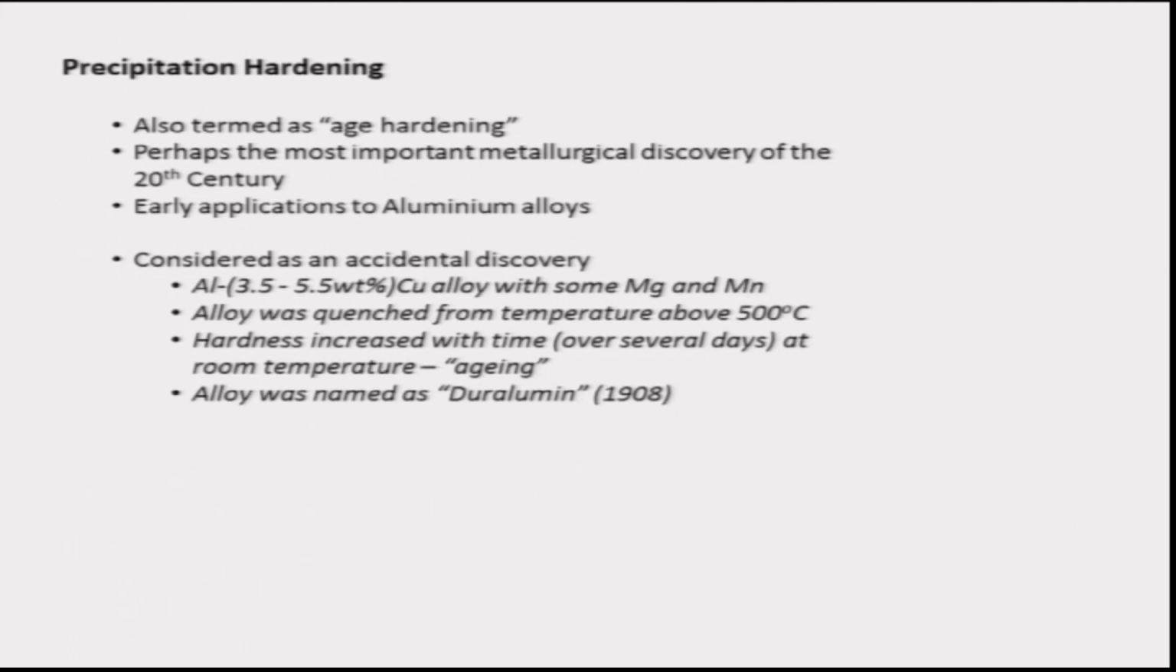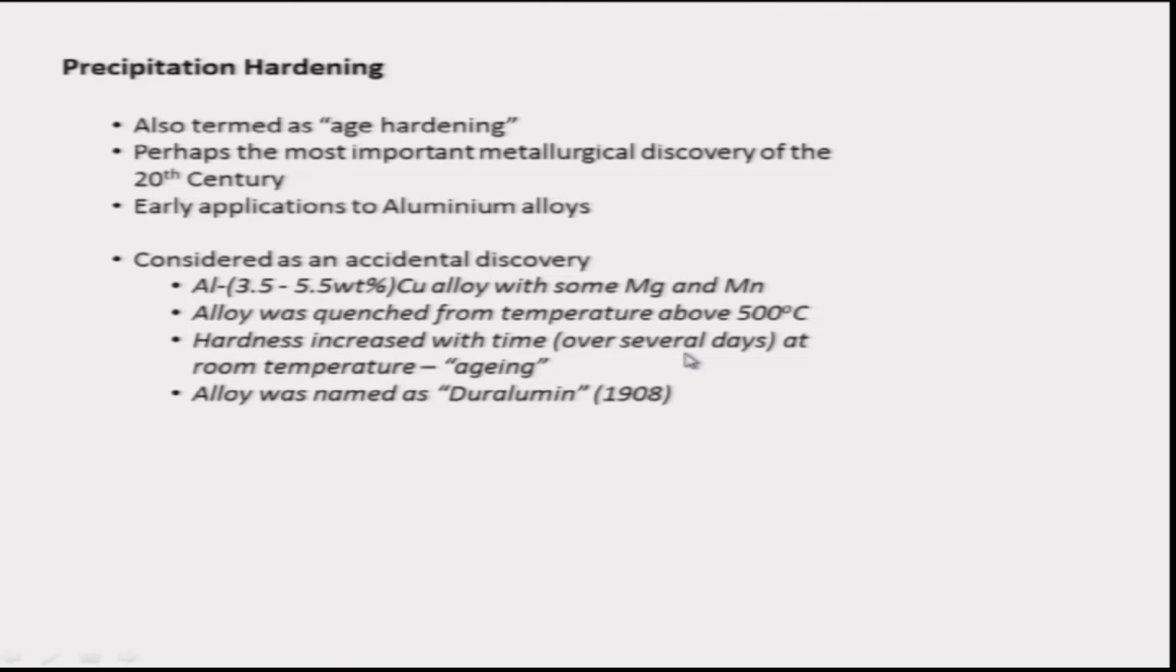It is considered an accidental discovery. There was some work going on with an aluminum copper alloy of a certain composition with some magnesium and manganese. This alloy was quenched from a temperature above 500 degrees centigrade. Above 500 degrees centigrade, this particular alloy is a single phase alpha, which has a face centered cubic structure. It was then quenched from that, and as a result the high temperature microstructure was retained. But then it was noticed that the hardness continued to increase with time.